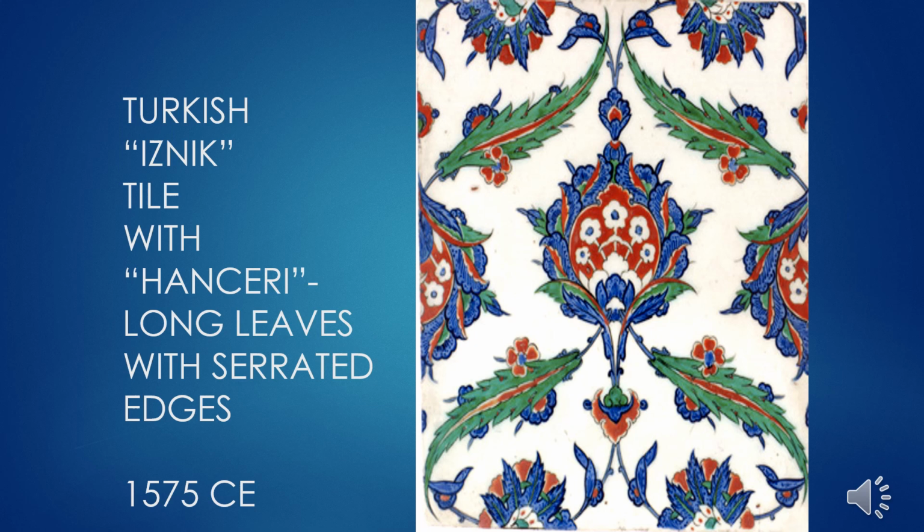But the other thing that was very common to the Iznik type of design is what's called a hanseri leaf pattern, which are these long serrated leaves. So those leaves that have those jagged edges. And that's a typical pattern for the Iznik tile. Also kind of stylized tulip forms, stylized carnations, hyacinths, violets, and pomegranate type of patterns.